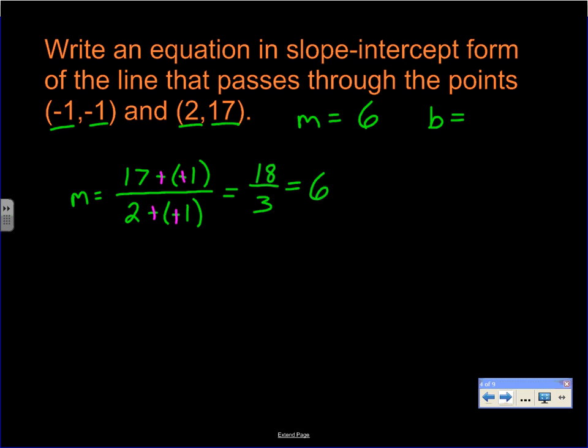If you want to go ahead and work that out on your own, if you feel comfortable doing that, go ahead and do that. I think for this example, I'm going to go ahead and choose 2, 17. When we plug it in for y equals mx plus b, we're going to say 17 is equal to mx plus b. We plugged 6 in for the slope and 2 in for the x value, and when we multiply 6 times 2, we get 12.